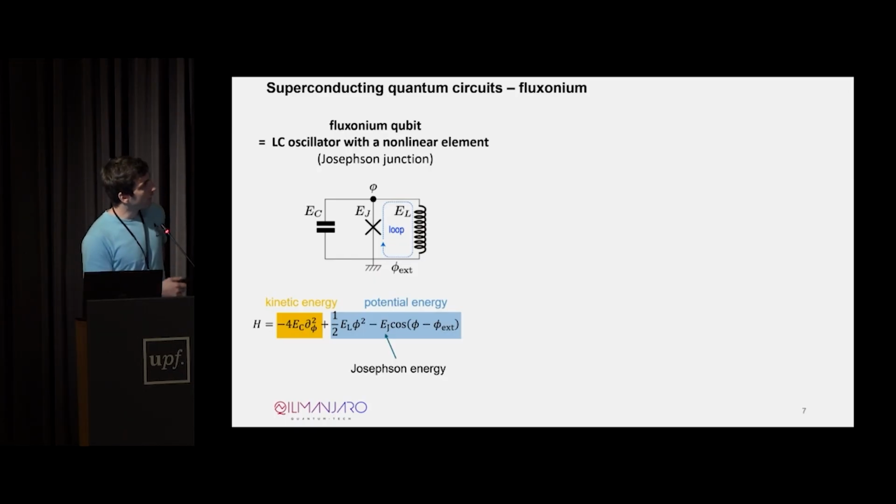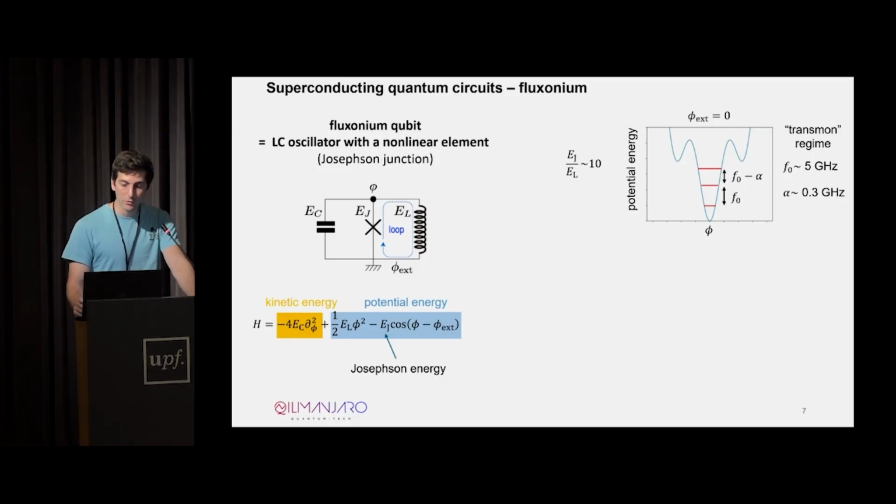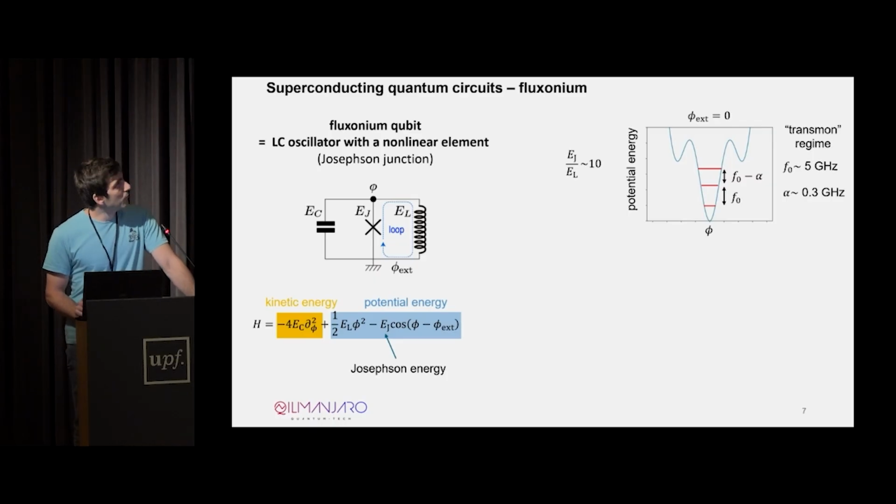Furthermore, we can play with external flux. I will go into more detail about this later, so that we can shift the relative position of this cosine term with respect to this parabola. For this reason, we can achieve a series of different scenarios. Here I'm giving you an example in the case in which the ratio between the Josephson energy and the inductive energy is roughly about 10.